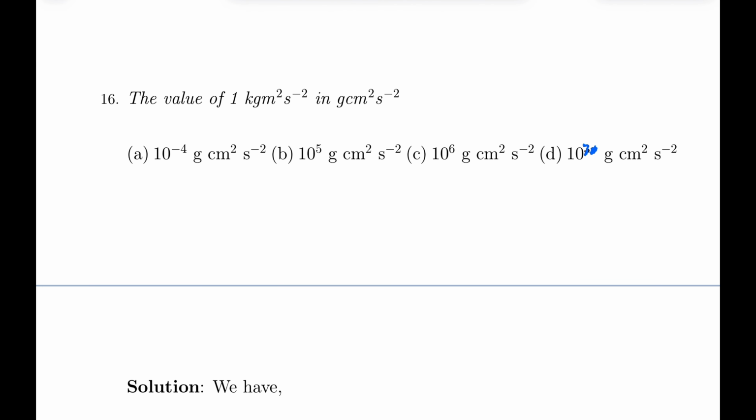Now, the next question. In this question, you have to find the value of 1 kilogram meter squared per second squared in gram centimeter squared per second squared. 4 options are given here, and you have to check which option is the correct one.